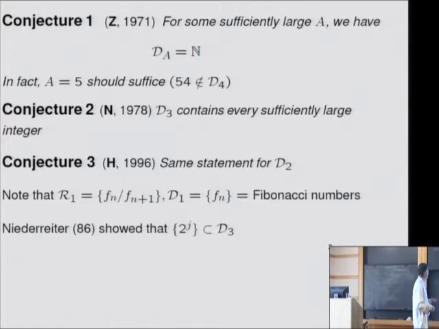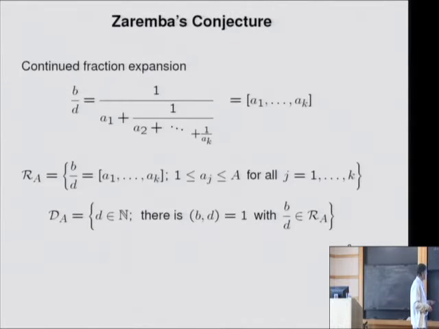So there are various formulations of this. What is D_A again? D_A are just the denominators of fractions b over d for which the continued fraction expansion is bounded by capital A, for which there exists a b. In the next slide, the definition is there: for every d there is a b. Yeah, sure. Anyway, so.